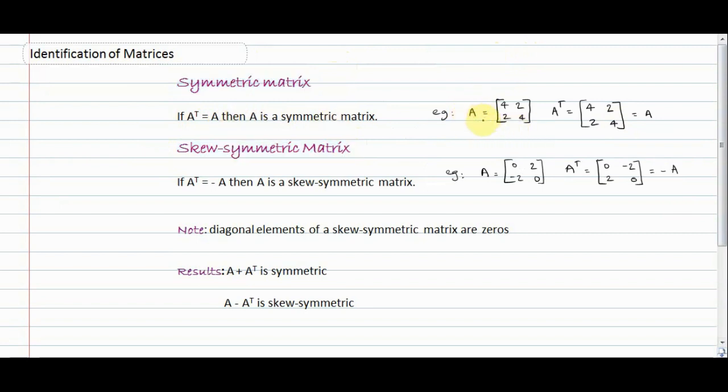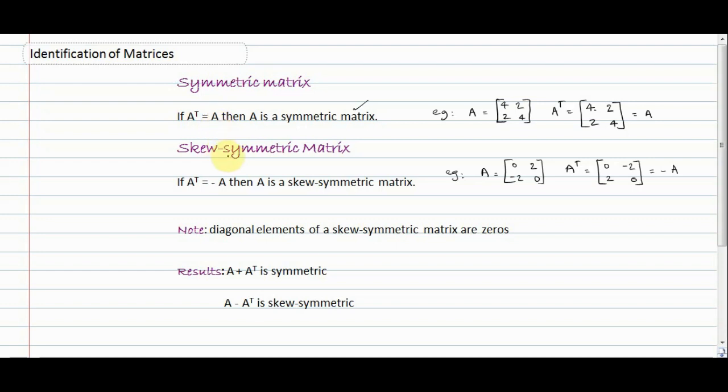A matrix A is given as 4, 2, 2, 4. Its A transpose will be: the first row will be equal to the first column of the actual matrix, that is 4, 2. So that forms row 1 of A transpose, 4, 2, and the second row is taken from the second column of matrix A, that is 2, 4. But you can see that the resulting matrix A transpose is the same as the actual matrix. Therefore, the matrix is a symmetric matrix. So a symmetric matrix is a matrix in which A transpose is equal to A itself.